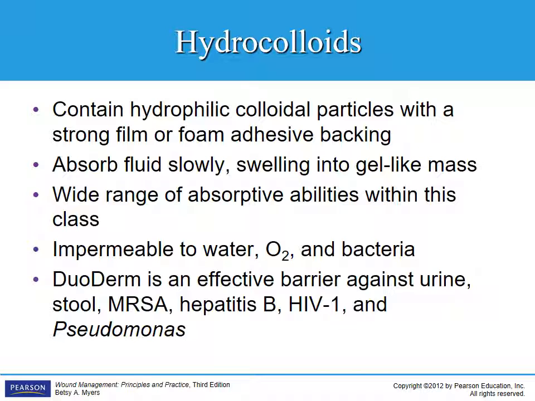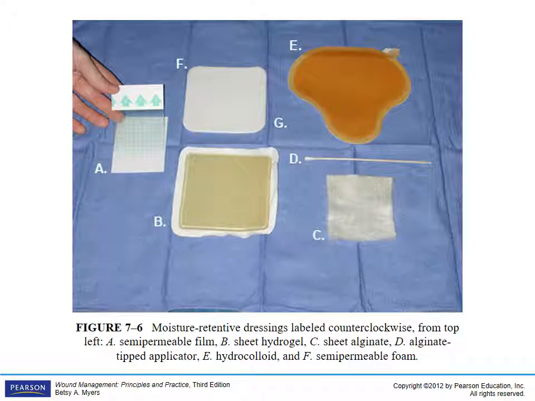Okay, so a lot of times in a long-term care facility, you'll see hydrocolloids used, and the most common one there is Duoderm. And Duoderm is an effective barrier against urine, stool, MRSA, Hep B, HIV, and Pseudomonas. So it will keep a lot of stuff out of the wound. The hydrocolloid is E. That's the big brown, and you can see where it looks like it's more of a gel type. It looks like it's a thicker one. I have hydrocolloids that you guys will get to see during lab.